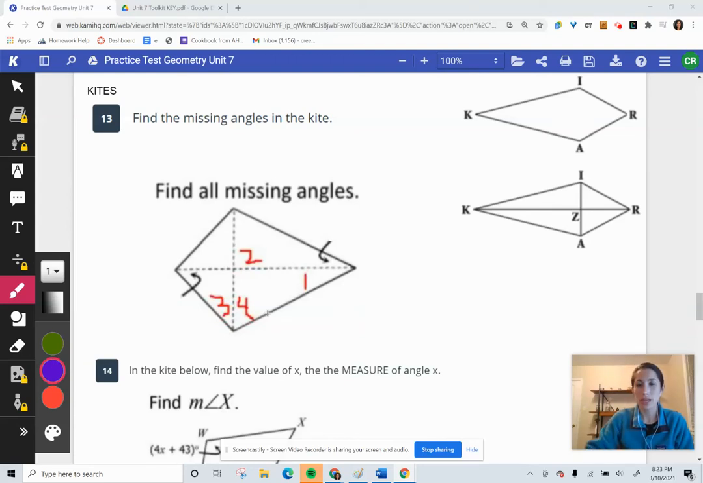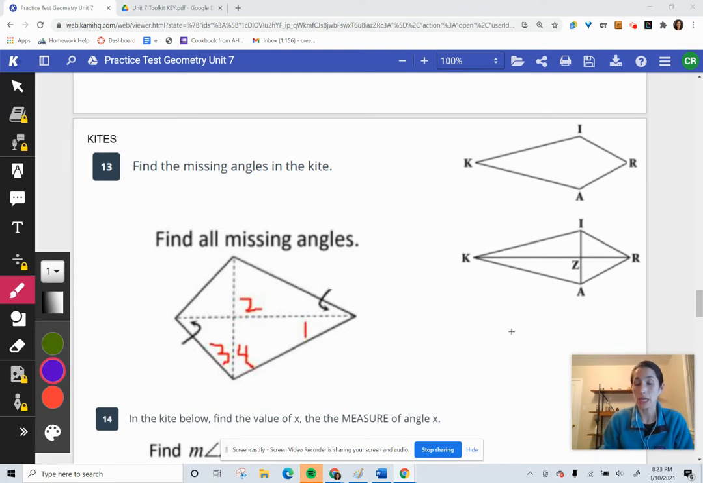Okay, our next shape here is the kite. So we have a kite here, and the definition of a kite is a quadrilateral, so a four-sided shape, with two pairs of consecutive congruent sides. So these sides here being congruent, these sides here being congruent. Now remember, one of the properties is that we have a set of congruent angles between the non-congruent sides.